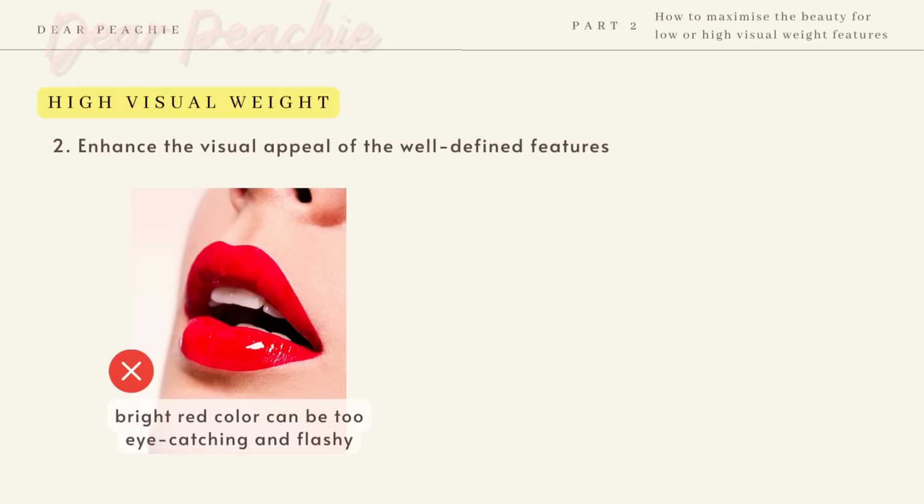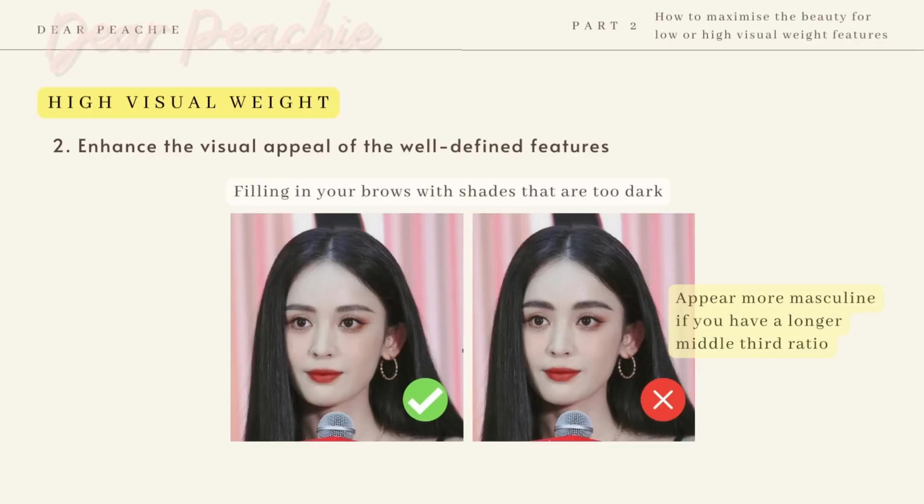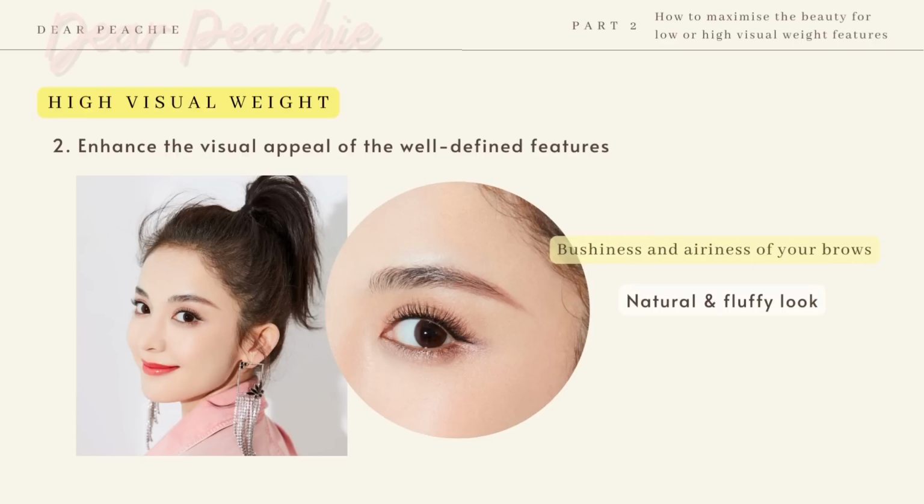For lip color, bright red can be too eye-catching and flashy, so darker earth tones or red bean tones create a more mature impression. Filling in your brows with shades that are too dark may make you appear more masculine if you have a longer middle-third ratio. If you would like to enhance the femininity in your features, this should be avoided. Rather than darkening them, you should try highlighting the bushiness and airiness of your brows. This is to create a more natural, fluffy look to your eyebrows, which complements the beauty of higher visual weight features.